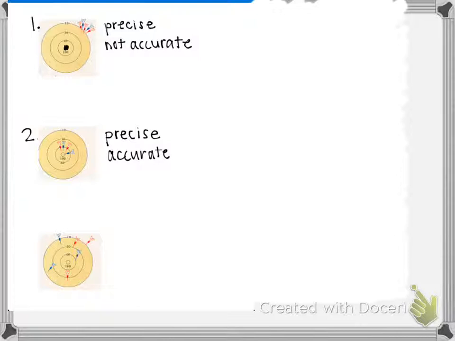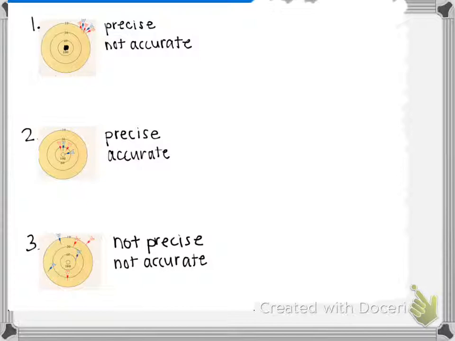And then example number 3, the darts are kind of all over the place. So they're not close together, they're not in the same spot, so it is not precise. And they are also not all towards the middle, and so it is not accurate. Okay, so that's an example if you're looking at dartboards.